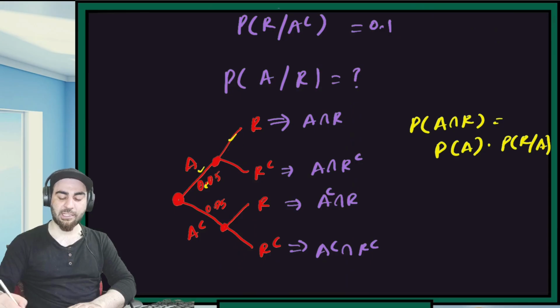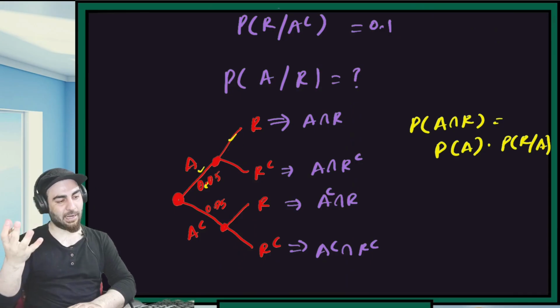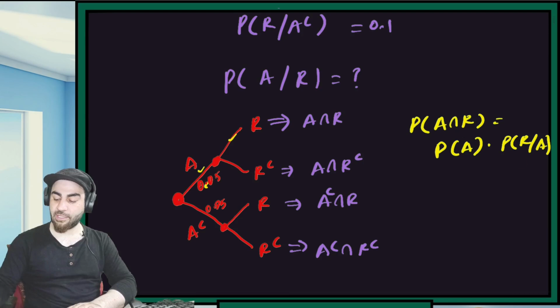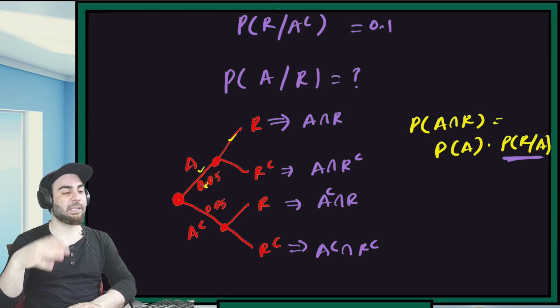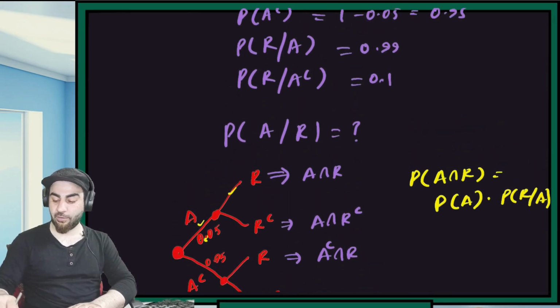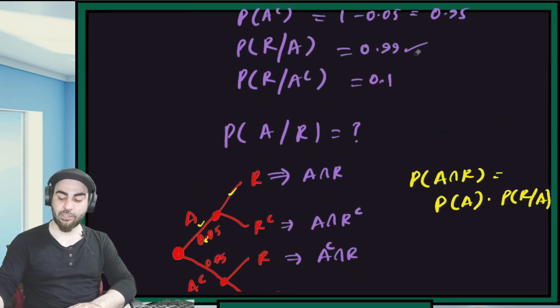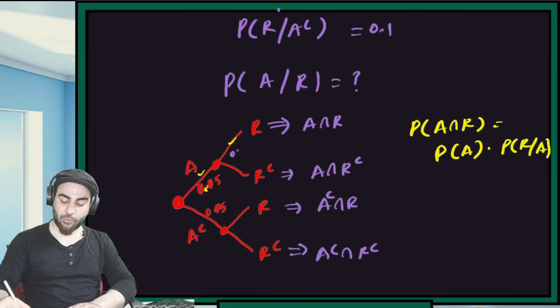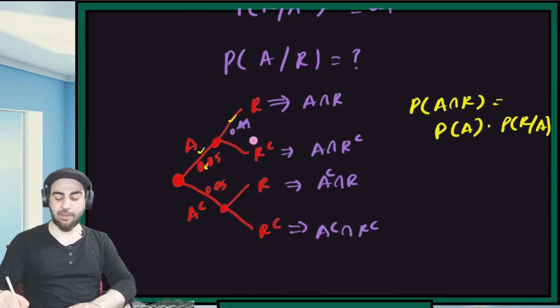This branch says that aircraft was there and alarm was raised. So this is basically the probability of alarm given that aircraft was there. For this we can write the probability of R given A, that is 0.99. And again, you can fill in the values for all of these.